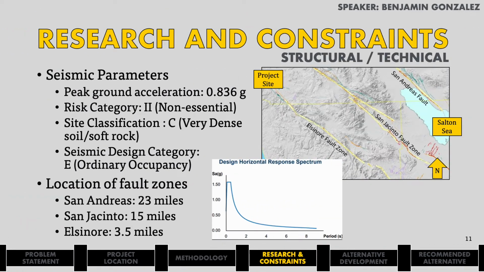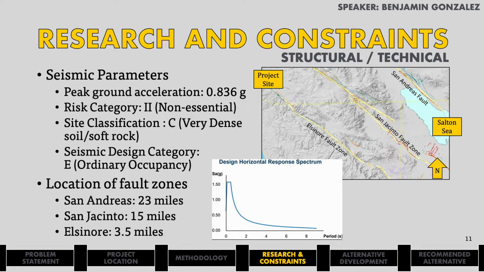Our structural team researched constraints of seismic parameters and proximities of fault zones from our project site. The project location has a peak ground acceleration of 0.836 g, which is based on the design horizontal response spectrum using the structure's period, as seen in the graph below.